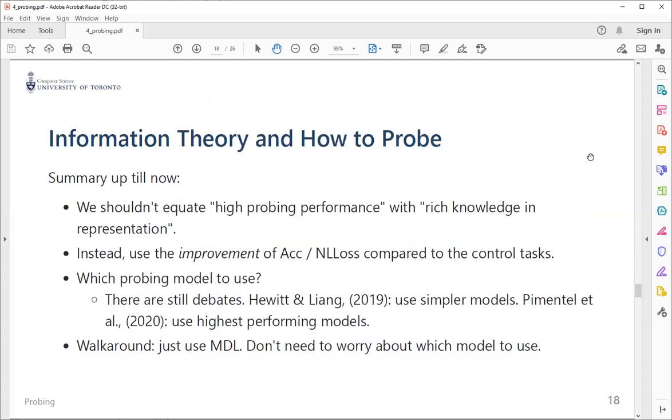So as a summary up to now, in information theory, there is an okay explanation of what to probe and how to probe. We shouldn't equate high probing performance with rich knowledge in the representation. Instead, we should use the improvement of performance compared to the control task. And for the performance, if we're using accuracy or negative log likelihood, there are still some debates, but if we use the minimum description length, we don't need to worry about this debate.